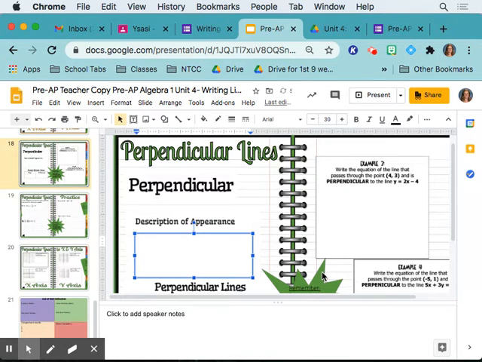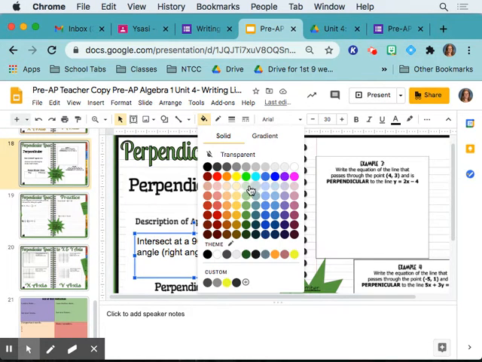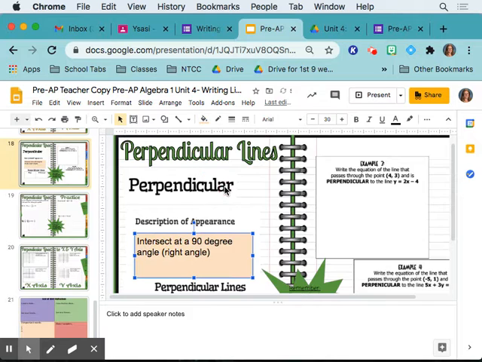Perpendicular lines intersect at a 90-degree angle. We could also call it a right angle. Do what? I never actually knew what that means. Really? Well, now you know. Things you should know.